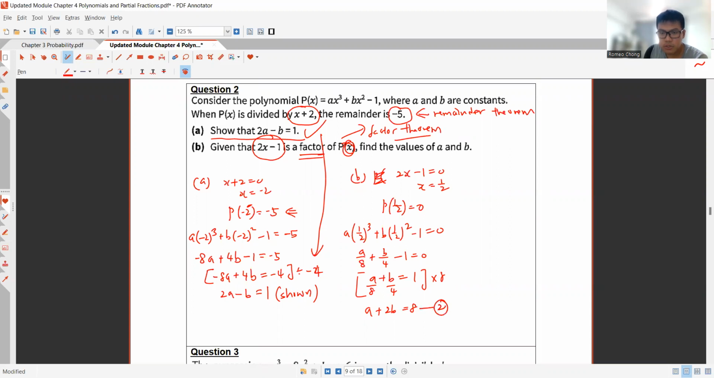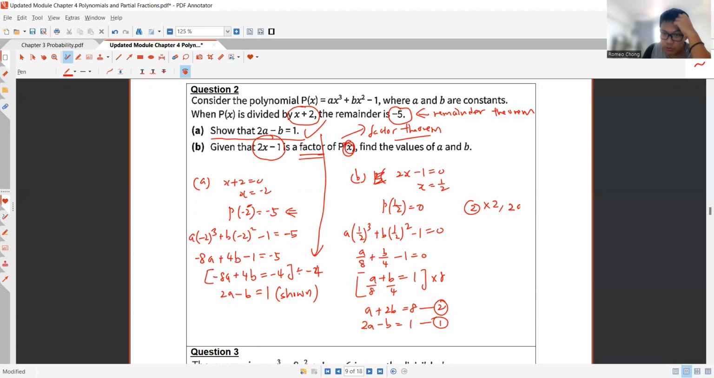Okay, so this is equation 2, and your equation 1 is from the previous equation, 2a minus b equal to 1. This is equation 1. So what you need to do is, with equation 2, I do elimination. So 2 times 2. So I get what?